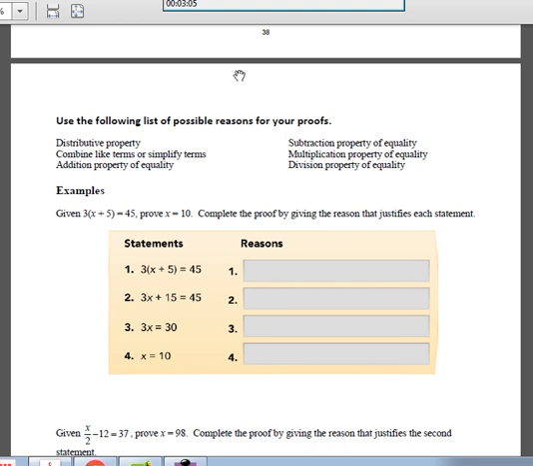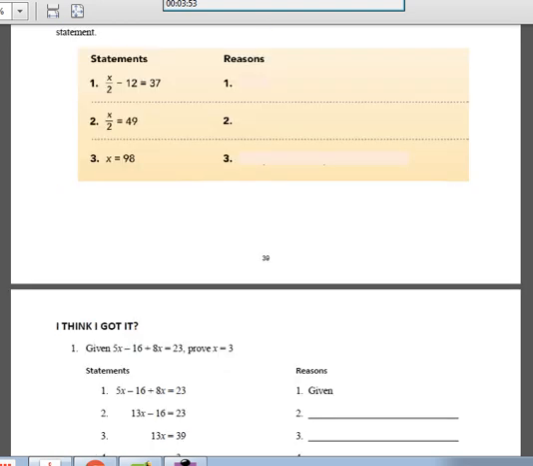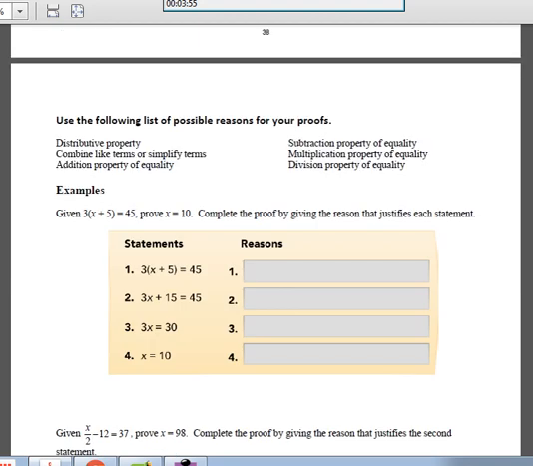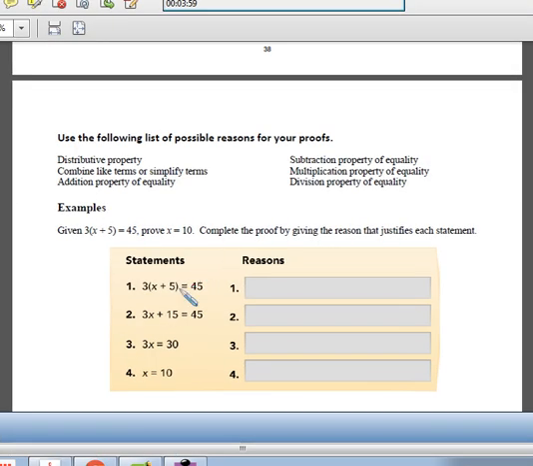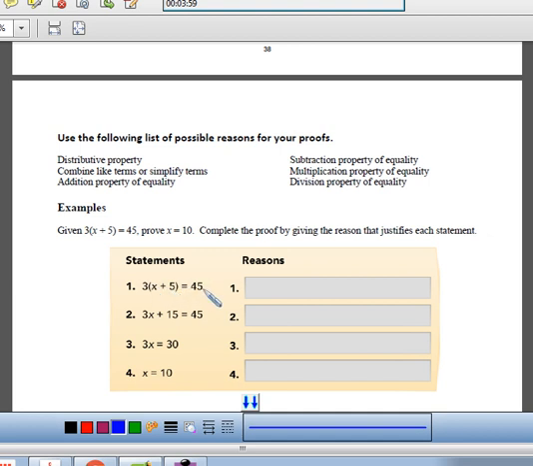So, given 3(x + 5) = 45, prove x = 10. Complete the proof by giving a reason that justifies each statement. So watch what we're going to do here. There we go. So, 3(x + 5) = 45. Why is this statement true? Because it is given. In other words, somebody tells you this is true.